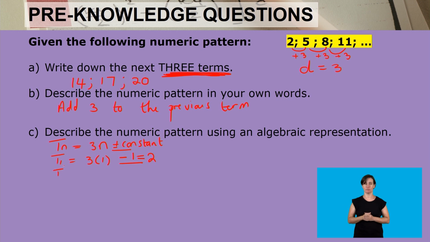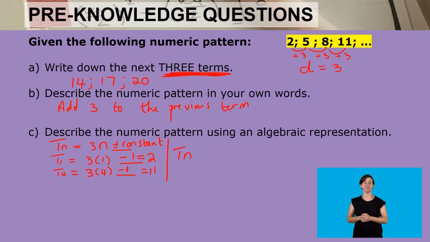What about any term here in the sequence? We can use the 4th term. So we are going to say here 3 multiplied by 4, and we are going to add or subtract something to get 11. So 3 multiplied by 4 is 12, but when we subtract 1, we definitely get an 11.